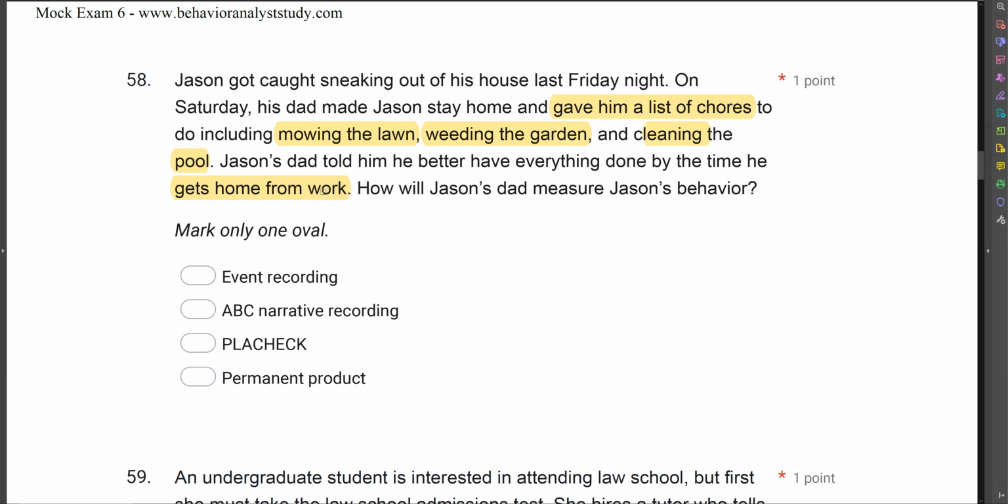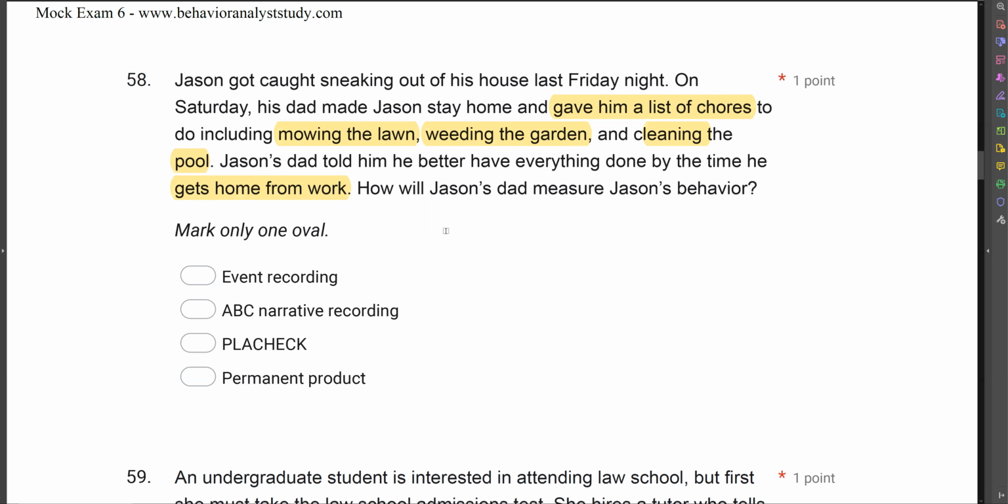B, ABC narrative recording. With ABC narrative recording, we're looking at antecedents, behaviors, and consequences and narrating them, essentially, as they're occurring in our data collection. Again, Jason's dad isn't there, so we can't do ABC narrative recording, and it doesn't help us. We need to know the outcome or the product of the list of chores.